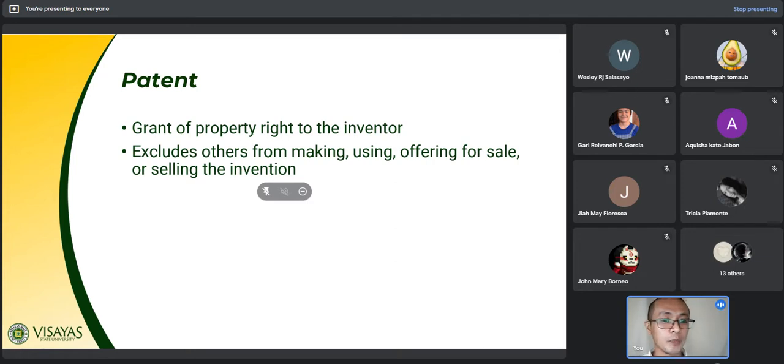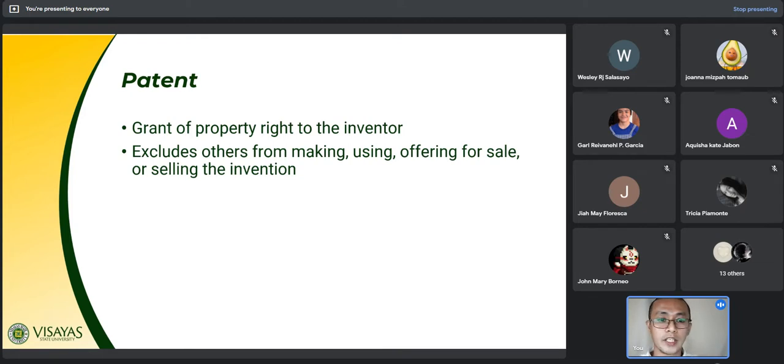Okay? But anyway, class, so much for that. When you say patent, class, it is a right given to the inventor. So when you have the patent, others cannot create the same invention that you have created. For example, the fluorescent lamp, class, was invented by a Filipino. Since a Filipino invented the fluorescent lamp, other countries cannot create the same invention as what was invented by a Filipino, because this invention is protected by a patent.